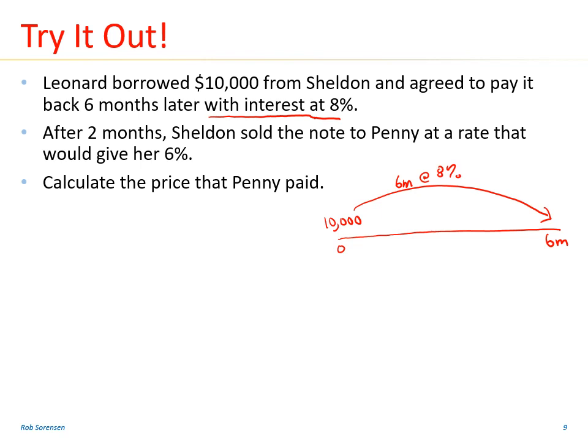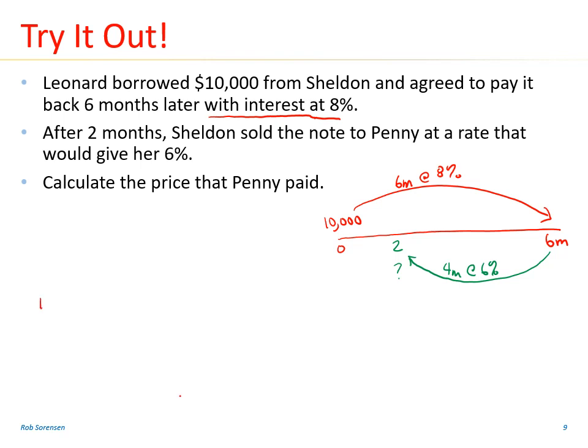And then we come along, and after 2 months, Sheldon sells the note to Penny at a rate that would give her 6%. She might be more than happy with 6, thinking that's a great rate. She doesn't know that it was originally 8 or anything else. So we're going to now bring this back. Now 6 back to 2, that's 4 months, isn't it, at our 6% rate of return. That's going to give us the price that we're interested in. So let's go ahead and try this out.